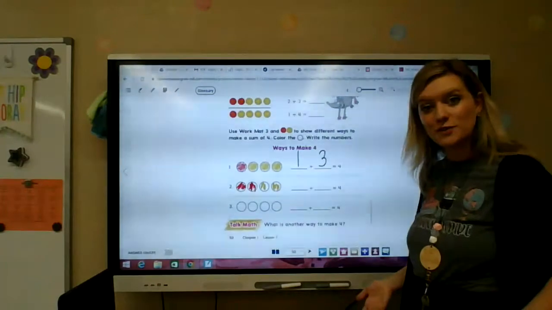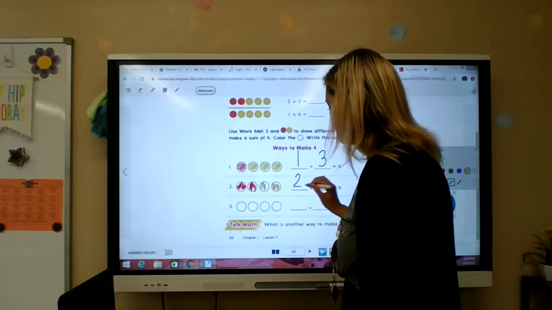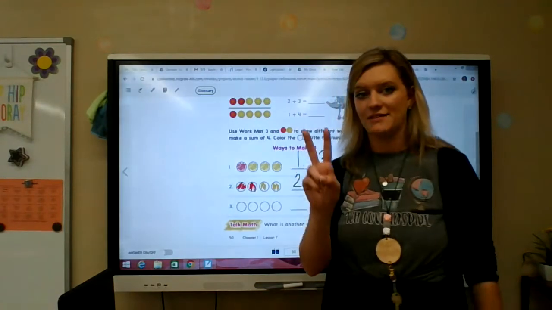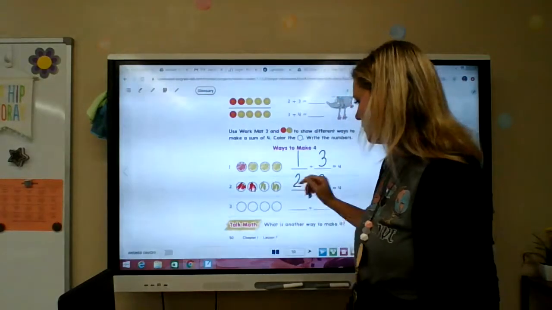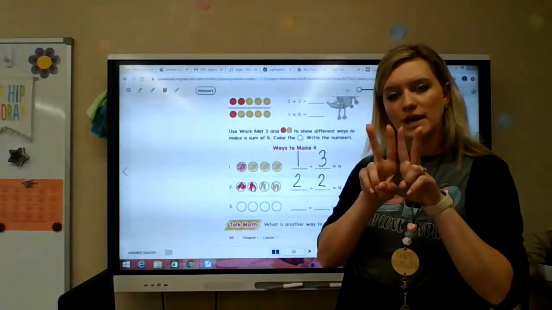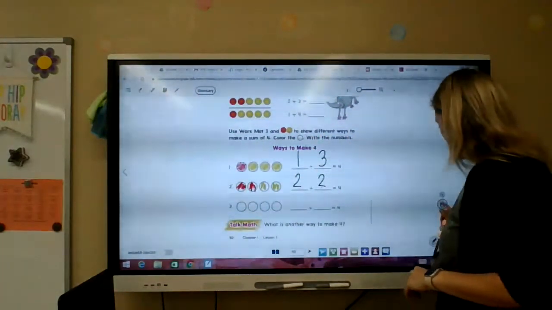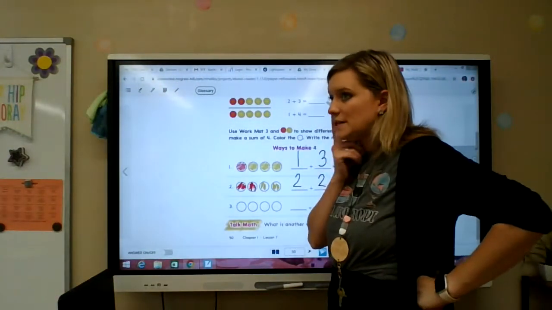Okay, so I have 2 red and I have 2 yellow. I have to go write that down. I said I have 2 red, I have 2 yellow. Does that work? If I have 2, 3, 4, I have 4. 1, 2, 3, 4. 2 plus 2 equals 4. Okay. All right, we got one more down here. What should we do this time?